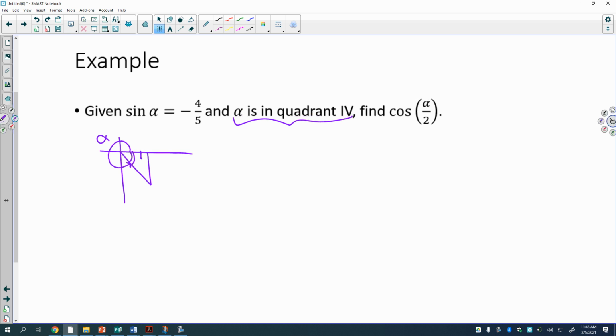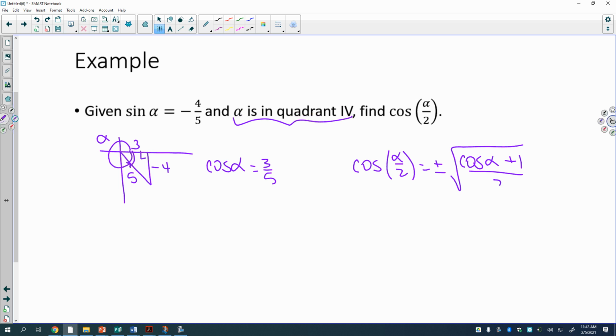Sine is -4/5. Pythagorean theorem tells me the other side is 3, and I know that the cosine of alpha is 3/5. Now, for the half angle, cosine of alpha over 2 is plus or minus the square root of cosine alpha plus 1 all over 2. That is my identity. I substitute out the cosine of alpha and plug in what it is, 3/5.